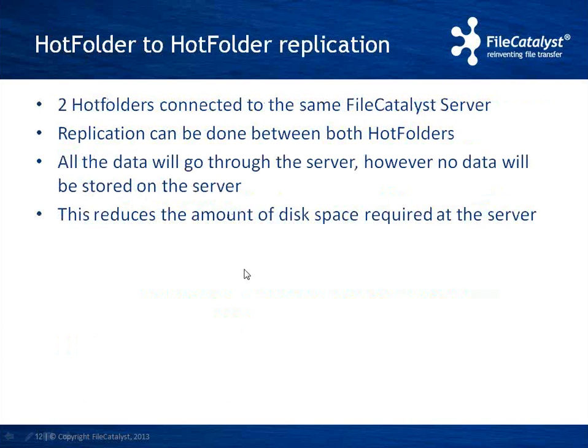And finally, we also support something called Hotfolder to Hotfolder replication. Imagine you have a server with 2 Hotfolders attached to it, and you don't want the data to be replicated on the server, you just want it on the Hotfolders. You can use the server as a bypass. The connectivity goes through the server, but the data is only replicated on one of the Hotfolders versus the server. The demo I'm showing concentrates only on replicating from Hotfolder to the server, just to keep it simple, but this is an option you have as well.